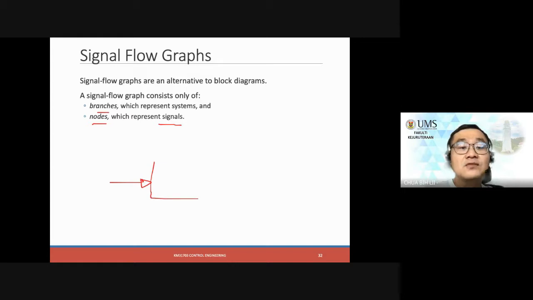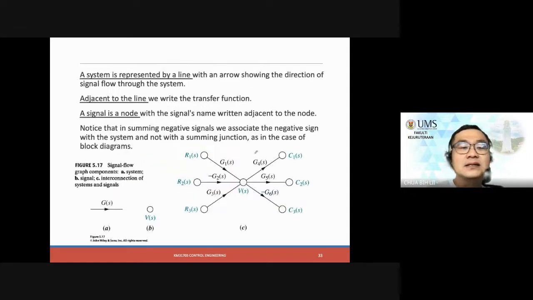And we use the so-called block to represent the system, right? Here the signal flow is slightly different. They use the node to represent the signal, and the branch to represent the transfer function. So you would write the transfer function over here. Previously it was here, now you write it over here, just at the branch itself. It will connect from one node to another. That is how it would be translated.